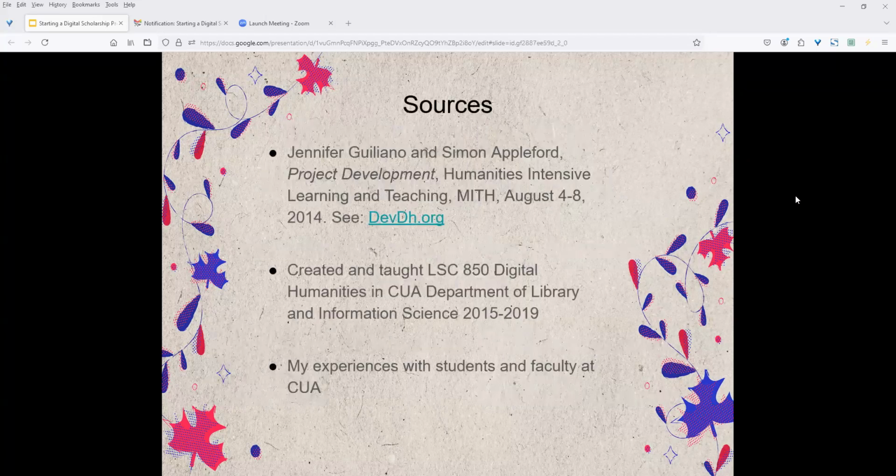So, yes, I am a librarian, coordinator of digital scholarship. I've been working in this area since 2009, 2010, around there. This is based on workshops based on my education, my endeavors, and my experiences working with students and faculty at CUA.